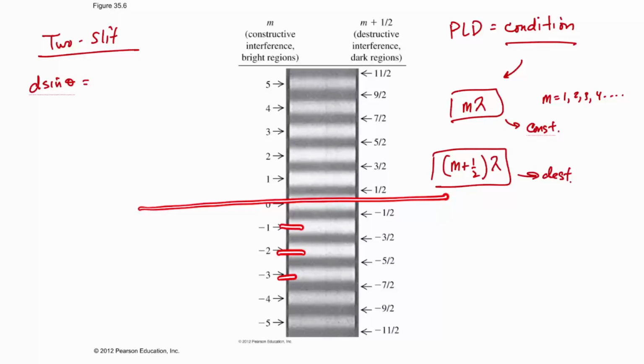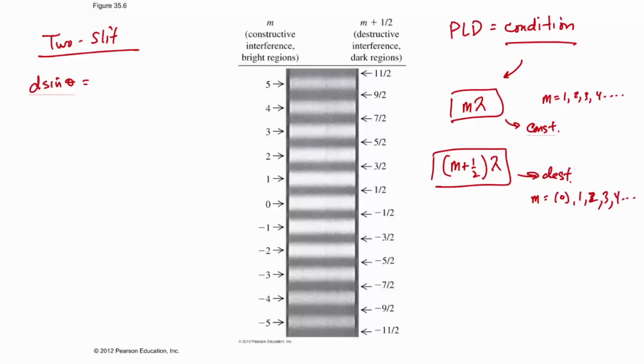We call the zeroth, m equals 0, the primary. I didn't write 0, 1, 2, 3, 4, but technically you can have m equals 0, 1, 2, 3, 4, I can count. You can have 0 when you're doing the m plus a half, because 0 plus a half isn't 0. So you see here that we have the half integer multiples moving up. And what do all the half integers correspond to? All the dark fringes.